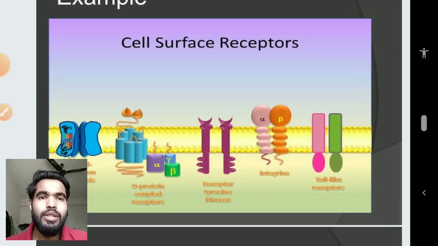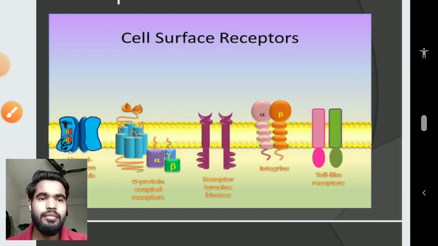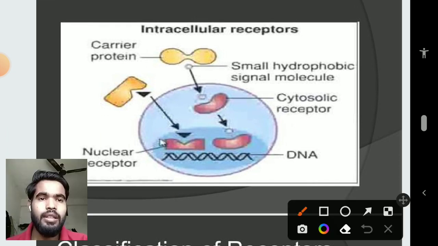Here are some examples of the cell surface receptors. This is a cell membrane where different types of receptors are embedded within the cell membrane. Examples of the intracellular receptors: this is a nuclear receptor present within the cell, where DNA, cytosolic receptors, and small hydrophobic signal molecules, which are outside the cell, and carrier proteins which carry the signal to the cytosolic receptors to act on the nuclear receptors.